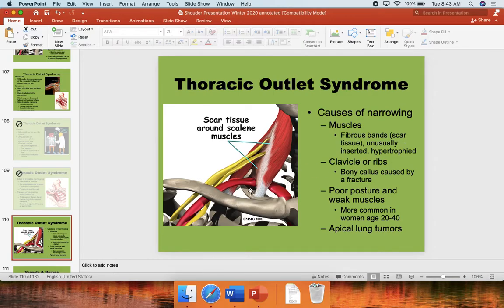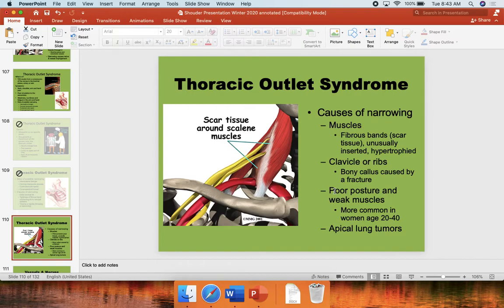You might have a problem at the first rib. Another thing that I wanted to mention, in a small percentage of people, there's actually a false rib, and it's a cervical rib above the first rib. Sometimes you'll have a cervical rib that can come up and constrict this subclavian artery and the brachial plexus.